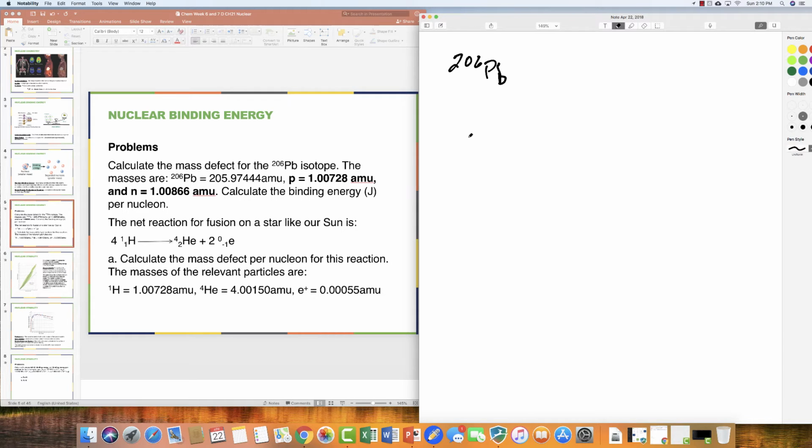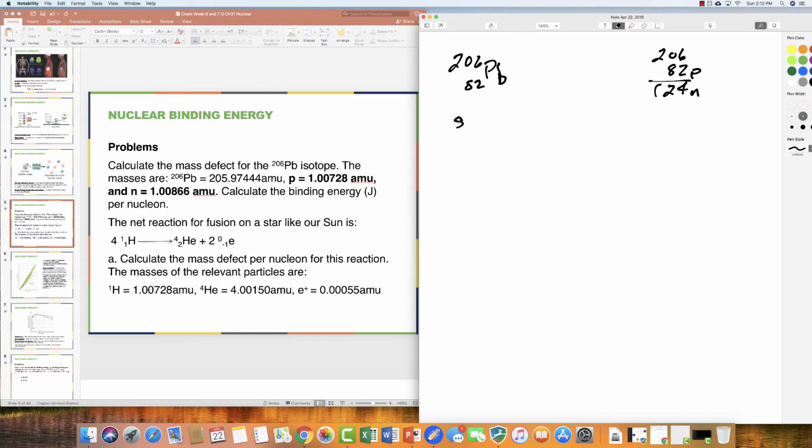Now, the atomic number for lead, we'd have to look up, since I don't remember what it is. The atomic number for lead is 82. So that means if the total weight is 206, then we have 124 neutrons and 82 protons.